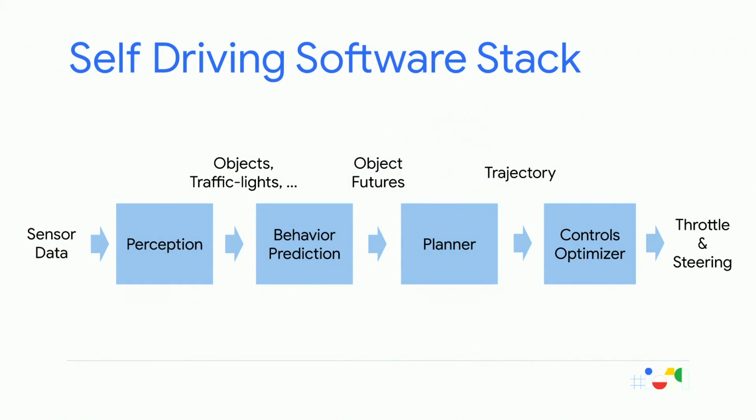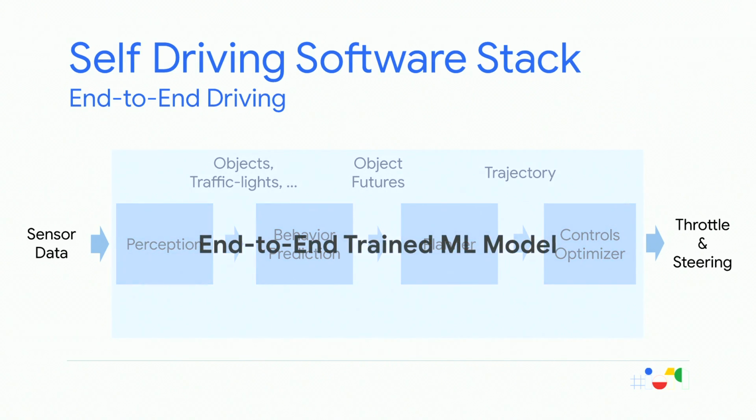Now, when it comes to actually thinking about machine learning for the driving task, we have a number of options. We can either replace each of the independent modules with ML or replace multiple of them together. One of the approaches which sits at one end of the spectrum is called end-to-end driving. In this case, you replace the entire stack with a single machine learned model, which starts directly from sensor data and directly produces throttle and steering commands.